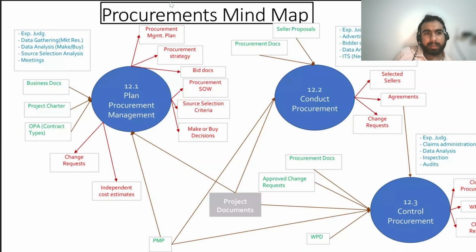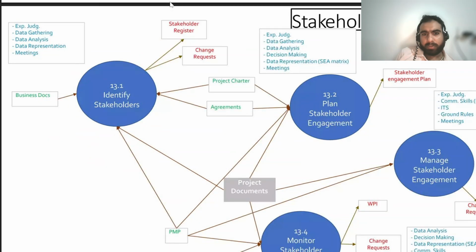Procurement mind mapping is the procurement management, procurement management plan, procurement strategy, bid docs, procurement statement of work, source selection criteria, make or buy decision, conduct procurement, seller proposal, procurement document, expert judgment, change request, control procurement, identify the stakeholders, stakeholder register, change request, project charter, agreement, plan stakeholder engagement plan, manage stakeholder, change request, monitor.